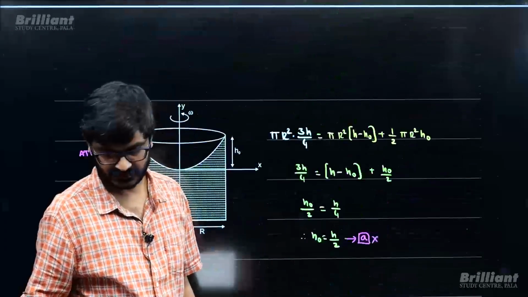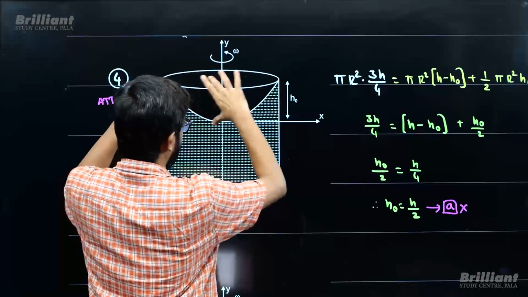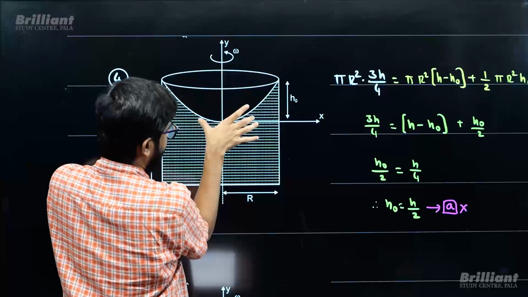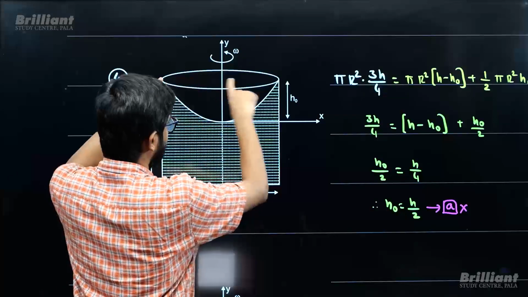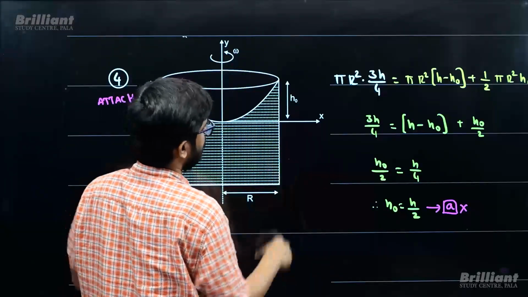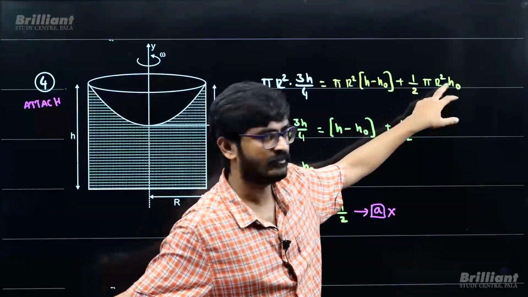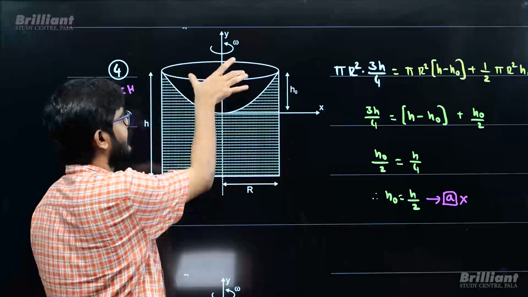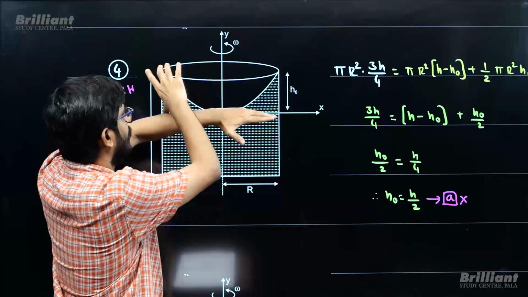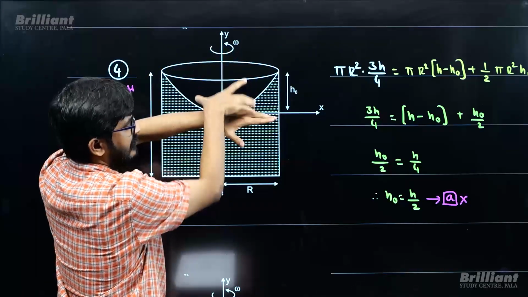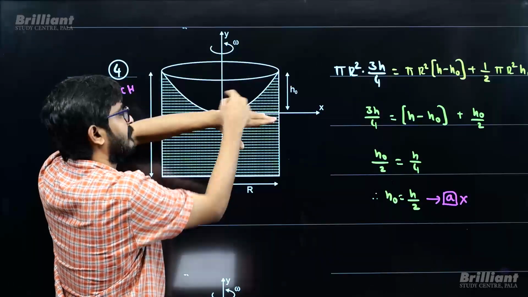So if someone asks you what is the volume of this paraboloid, you have to draw a cylinder and say this volume is half of the volume of the cylinder. Now what is the volume of this cylinder? This cylinder volume is pi r square into h naught. So the volume of the paraboloid will be half of pi r square h naught. If the volume of the paraboloid is half of the volume of the cylinder, then this remaining volume will be the other half, right? So if the volume of the cylinder is V, the volume of the paraboloid will be V by 2, and the volume of the remaining part will be V by 2.